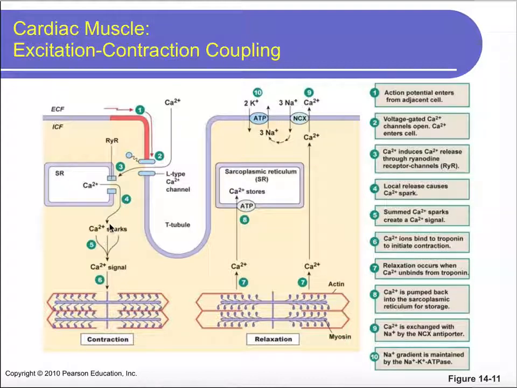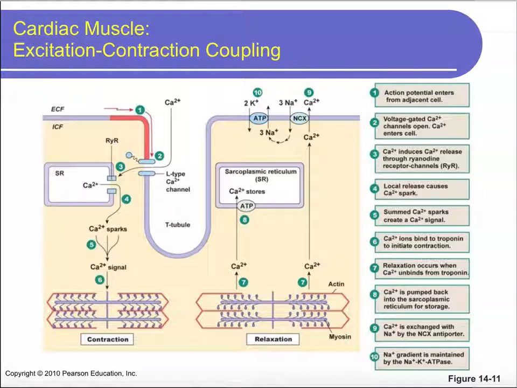After this point, everything else is the same as skeletal muscle. So calcium will bind to troponin because our cardiac muscle is also striated. It has sarcomeres. And when calcium binds to troponin, it'll cause troponin to undergo a conformational change. So troponin will change shape, which will move tropomyosin, and now the myosin and actin can form a cross bridge and do its power stroke.